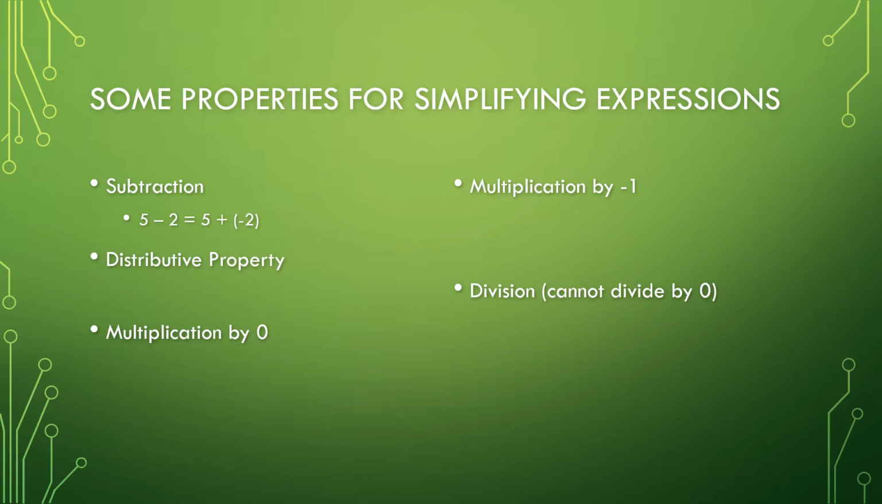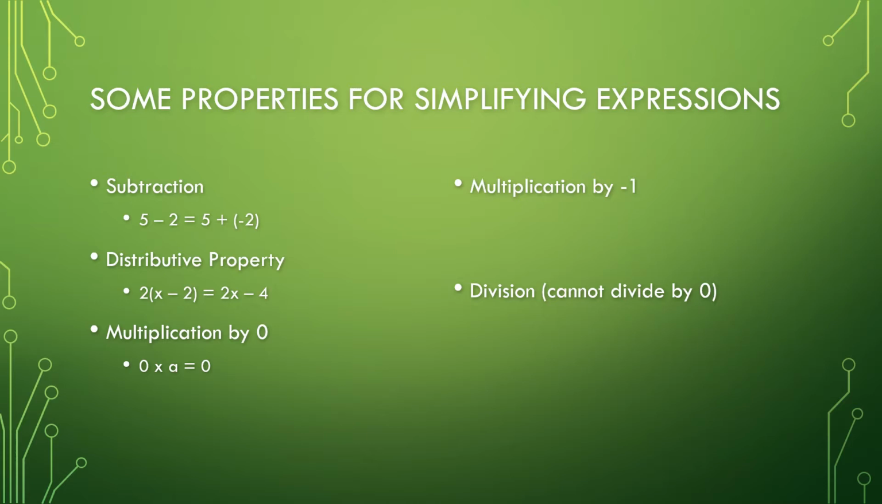Second, we have the distributive property, which allows us to take a number or a variable outside of parentheses and distribute it to everything within the parentheses. 2 times x is 2x, 2 times minus 2 is minus 4. Third, we have multiplication by 0. Any number that we multiply by 0 is going to be 0. So 0 times 4 is 0, 0 times 0 is 0, 0 times a is 0.